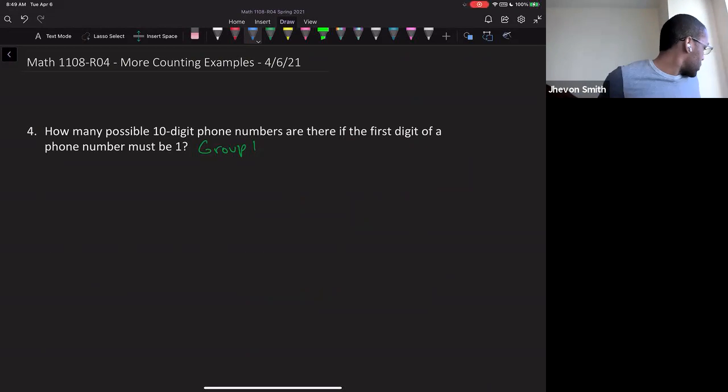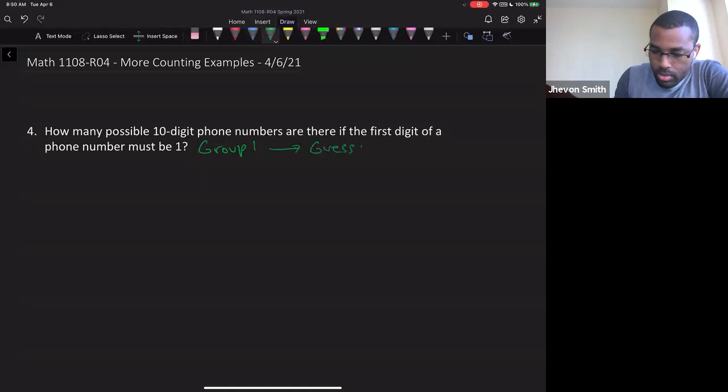What answer did you guys get for this? Would it be 1 times 10 to the ninth? Let me see my notes here. Tell me your reasoning. Because the first number has to be 1, and then the other 9 numbers can be 0 through 9.